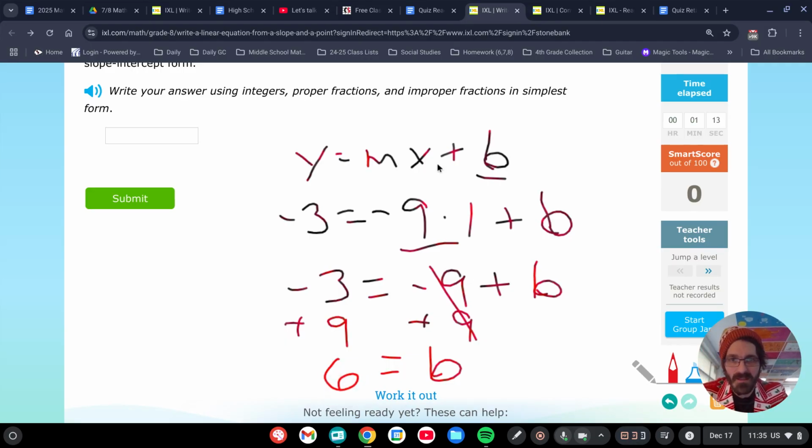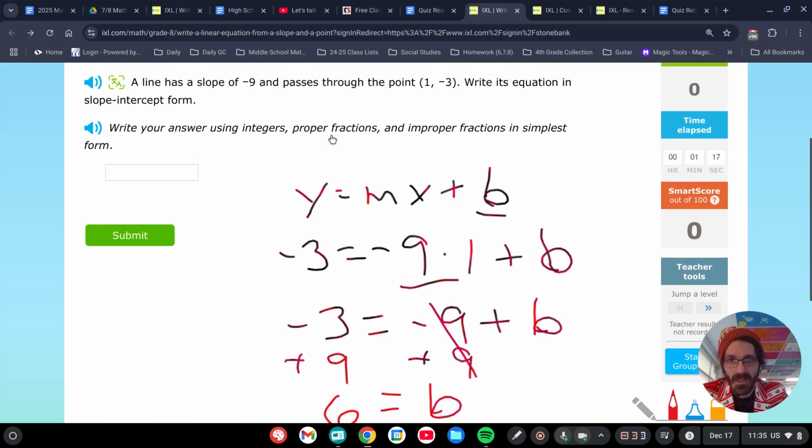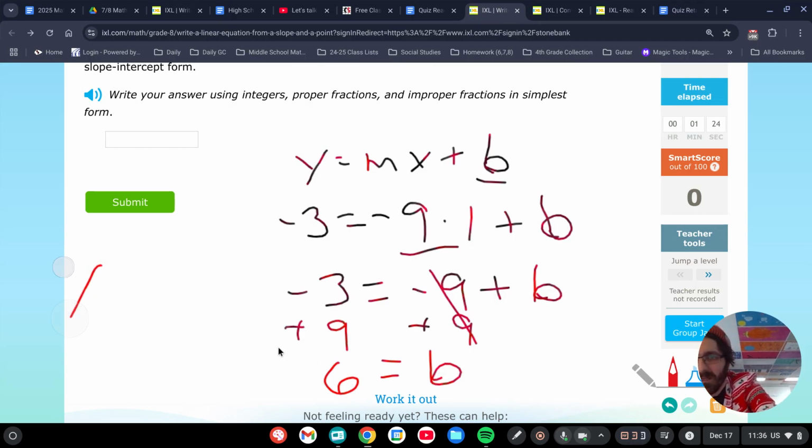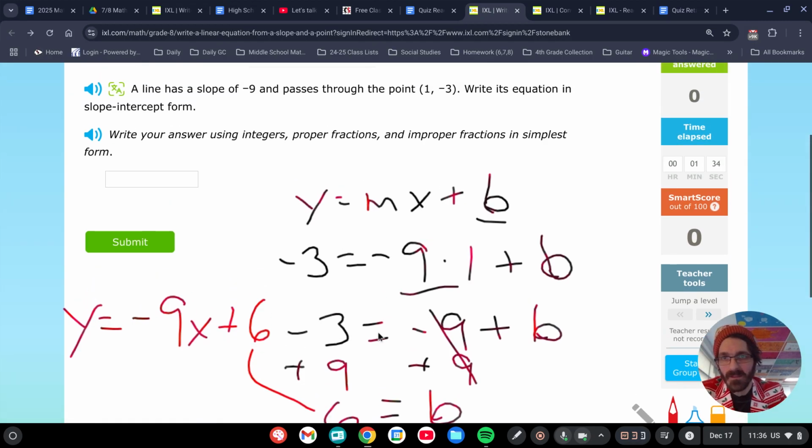Now we can rewrite this equation with a slope, which they've already given us, negative 9, and the y-intercept, which we've determined is 6. So we're going to write that as y equals negative 9x plus 6. This came from there, and the slope came from up here. I can't really show a line there. Right there.